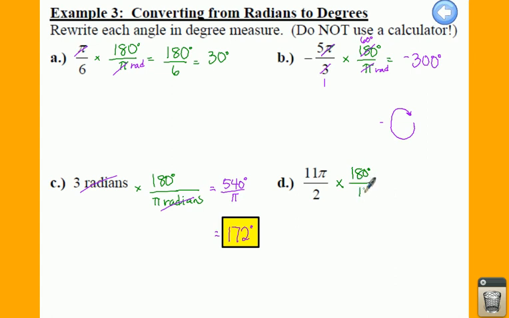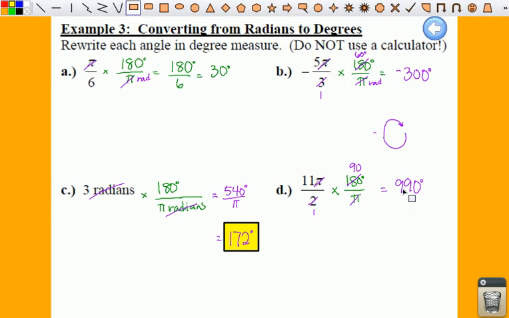So hopefully you paused this and multiplied it by 180 over pi. Pi's cancel. The 2 becomes a 1. This becomes a 90. So 11 times 90 is going to give you a total of 990 degrees.